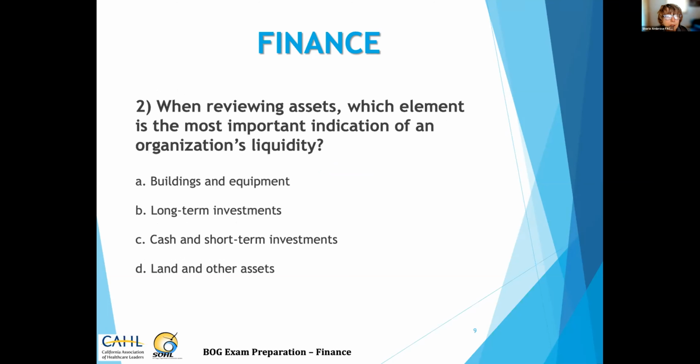When reviewing assets, which element is the most important indication of an organization's liquidity? Buildings and equipment, long-term investments, cash, short-term, land and other assets. Got the old "other" answer in there.